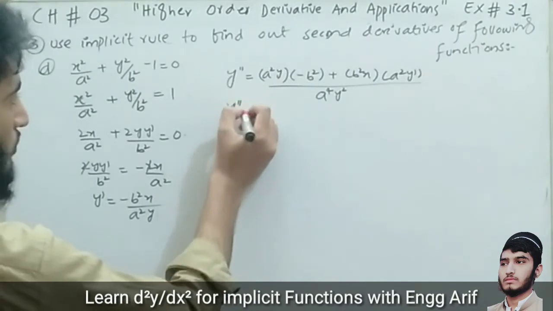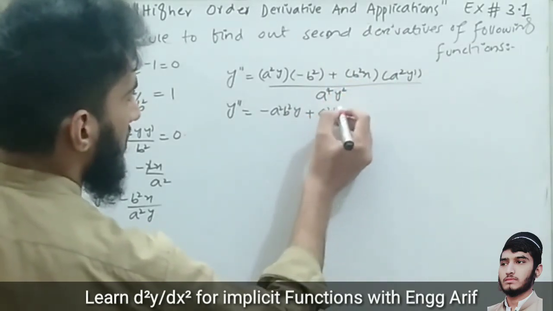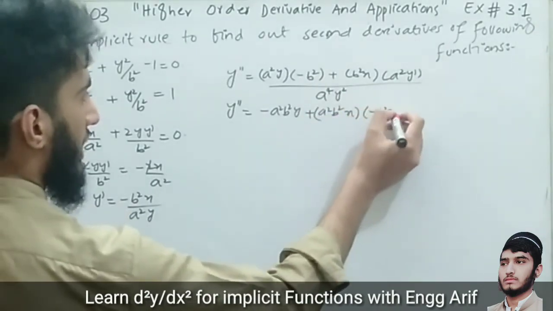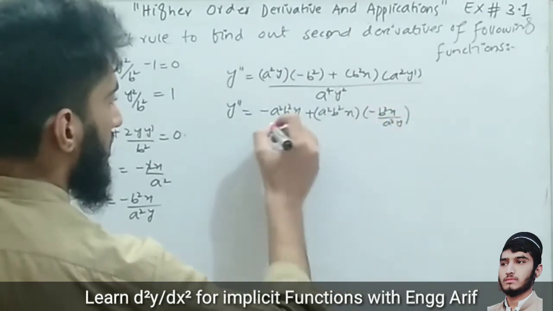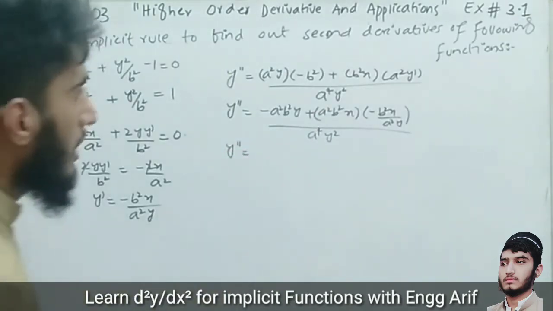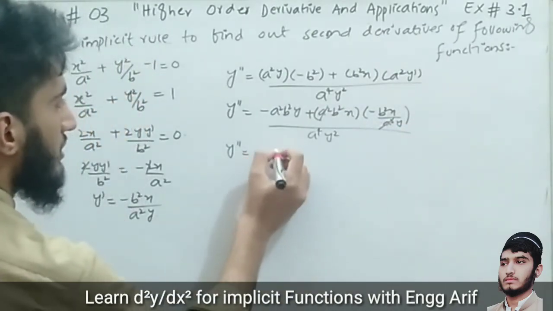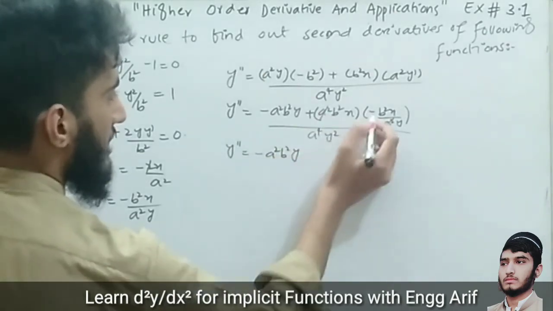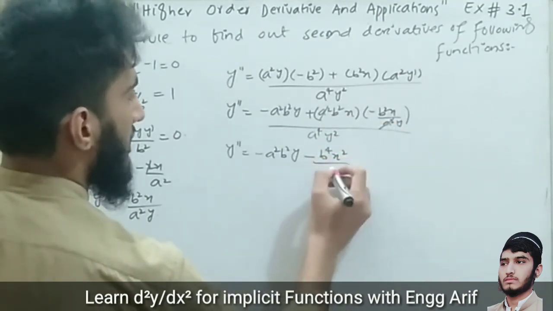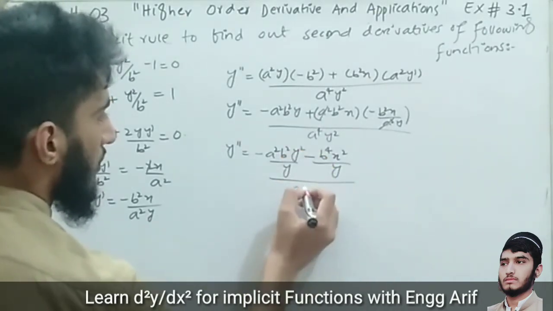Now after simplification, y double dash will be minus a square b square y plus a square b square x, and our y dash is minus b square x divided by a square y, all divided by a power 4 y square. So our y double dash will be: over here a square is cancelled with a square, and there is no further cancelling, so minus a square b square y plus, plus minus gives us minus, b square times b square gives us b power 4, x multiplied by x gives us x square divided by y. Also multiply and divide by y over here, so it becomes y square by y, and the whole is divided by a power 4 y square.